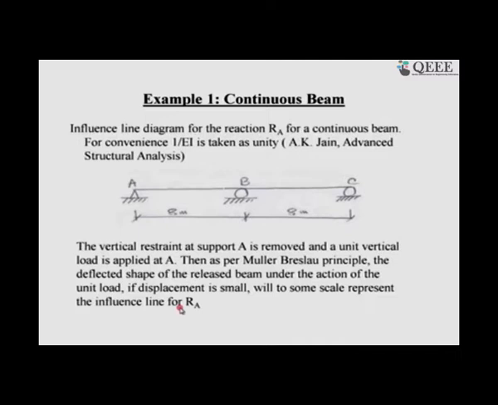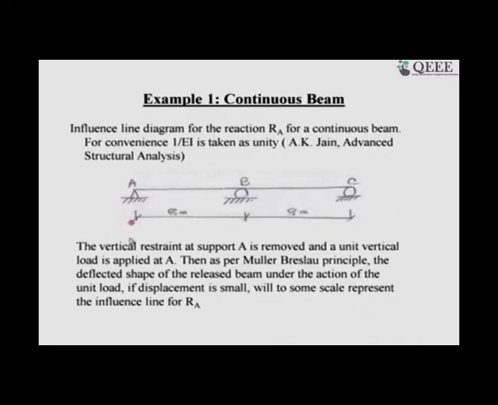This is the influence line diagram for the reaction R A. That means, if a unit load moves from here to here, and I release this redundant force, and by redundant force I mean only the vertical ability, not the horizontal restraint, only the vertical restraint condition is released. So, it can go vertically up and down, but cannot move sideways.